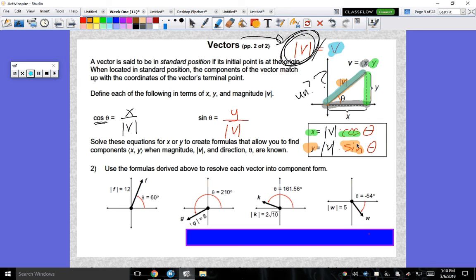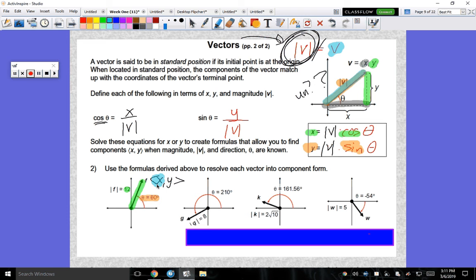Let's do some example problems. Look at number 2. It says, solve these equations for x and y to create formulas that will allow you to find the components when the magnitude and direction are known or given. Here we go. The length of this vector right here is 12. And it's traveling at 60 degrees. You with me? So if I wanted to know what are the x and y components of this vector, how do I find the x? How do I find this value right here?